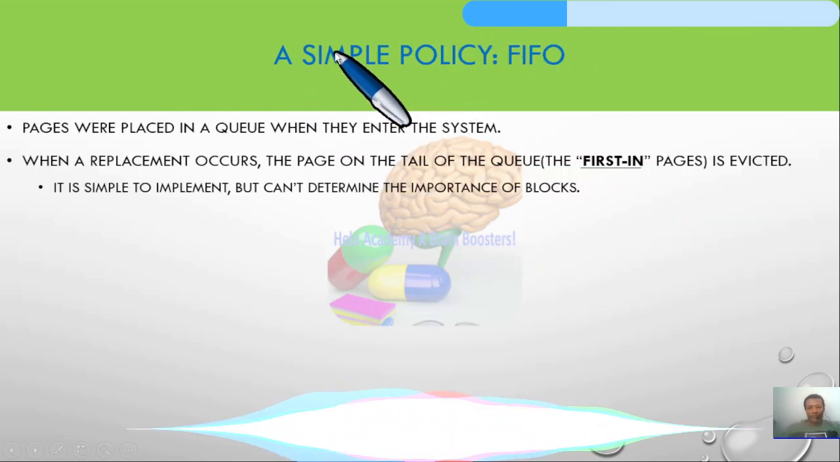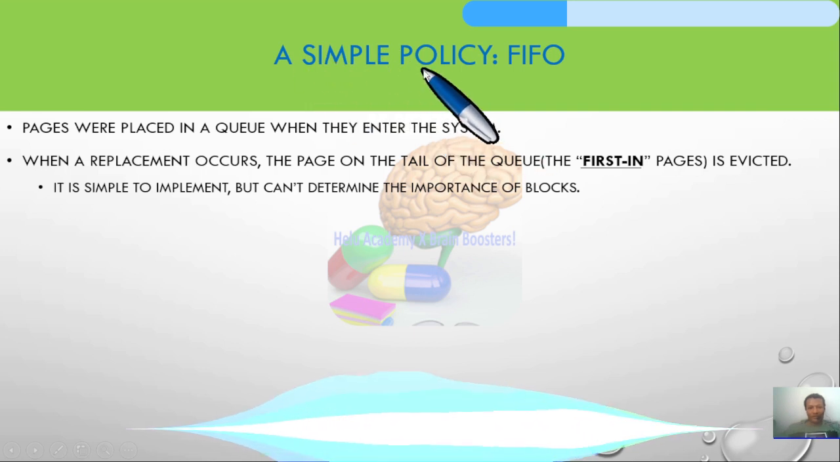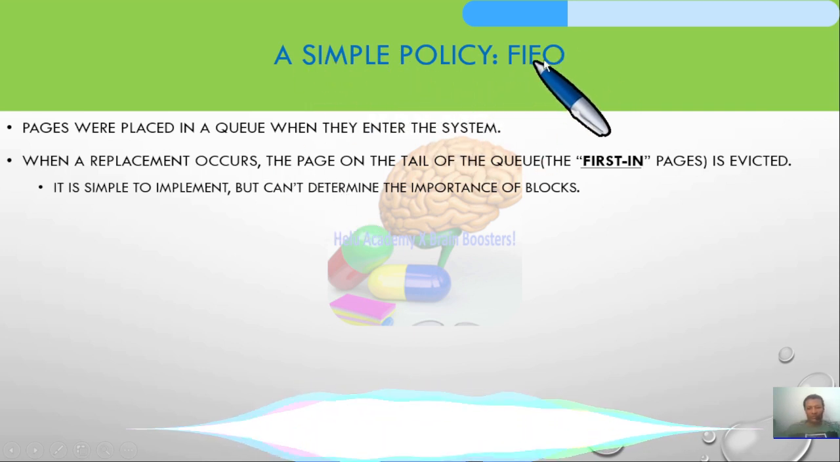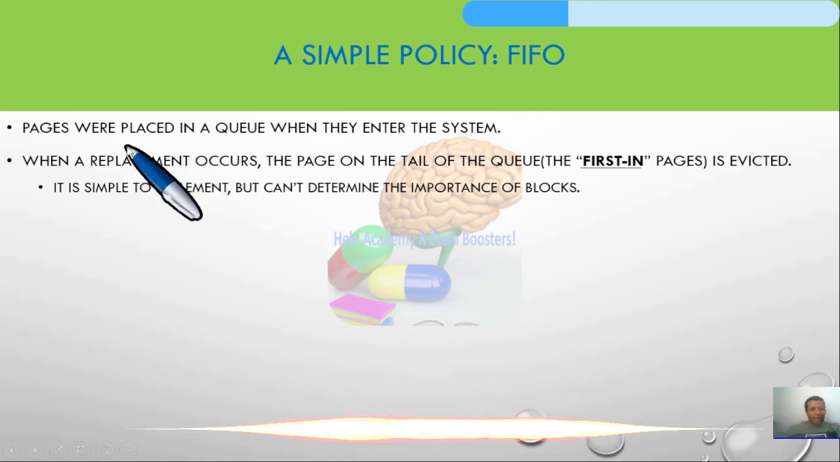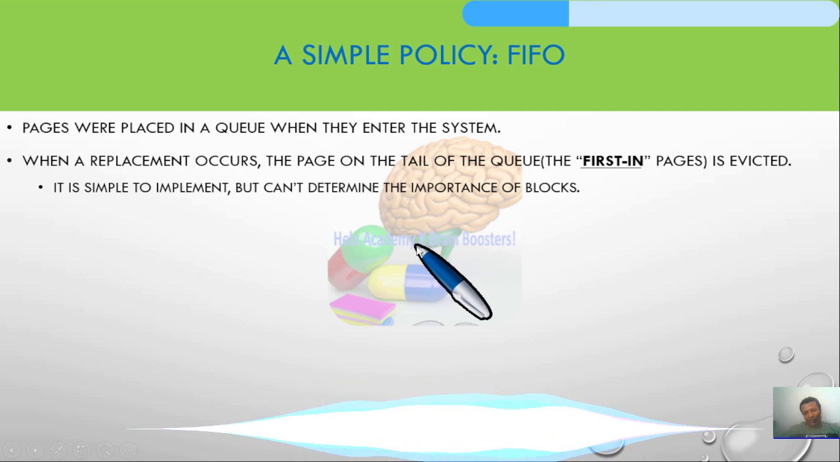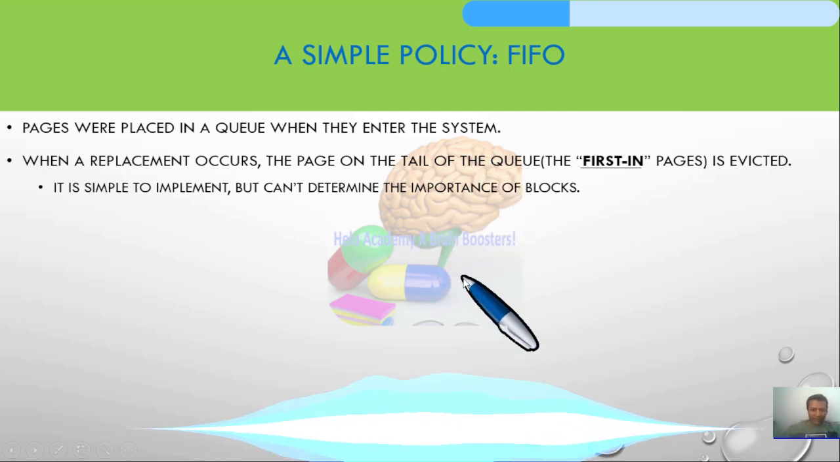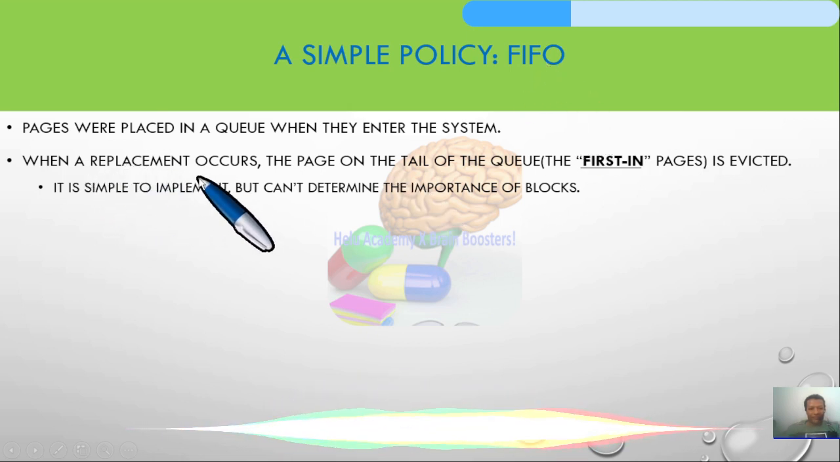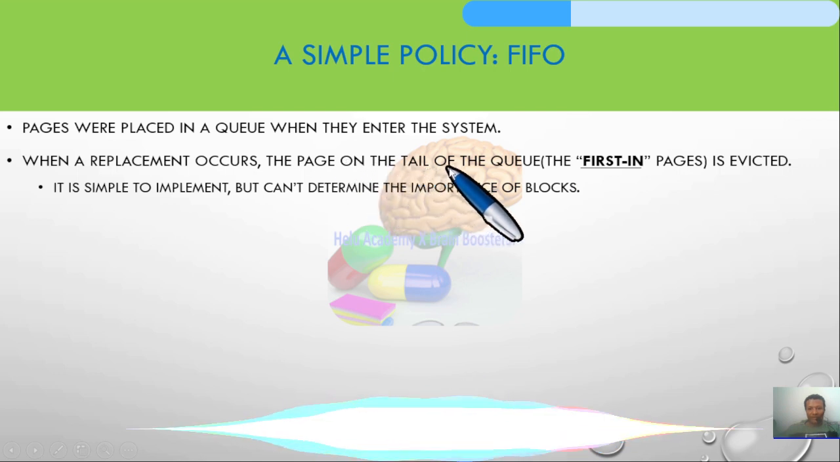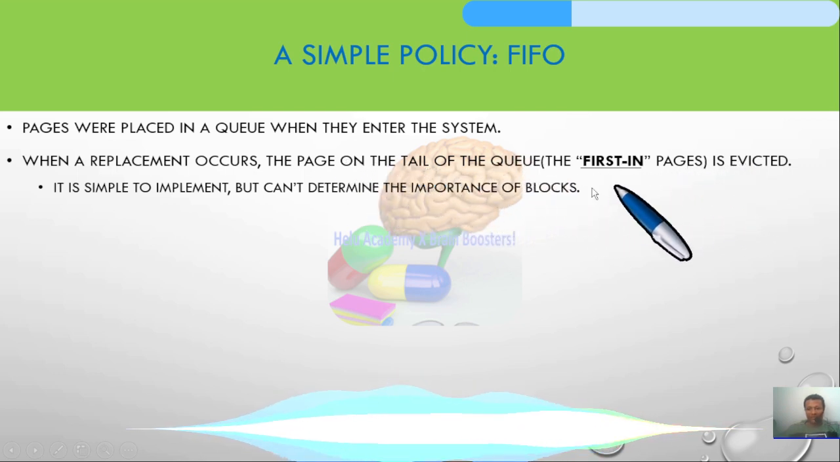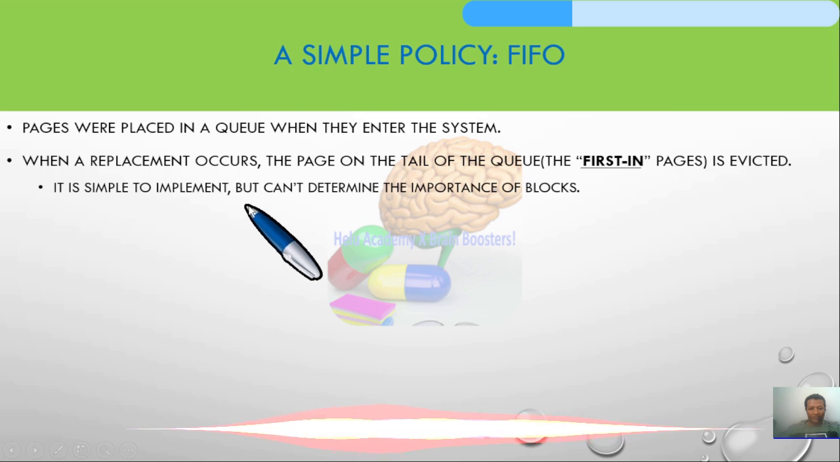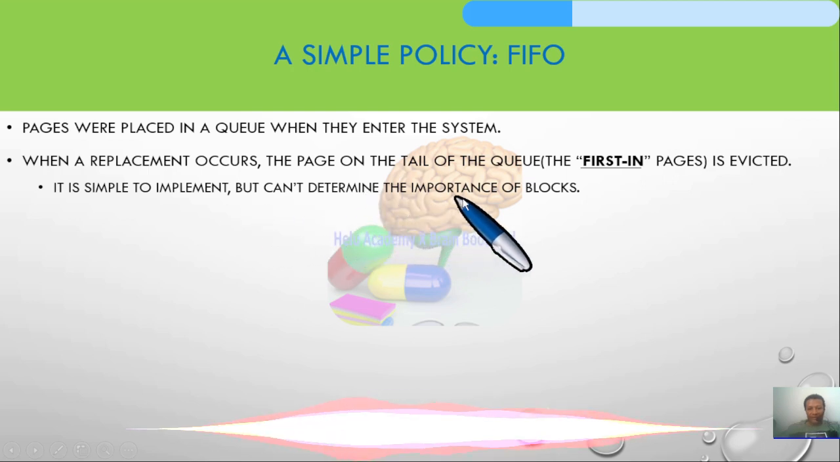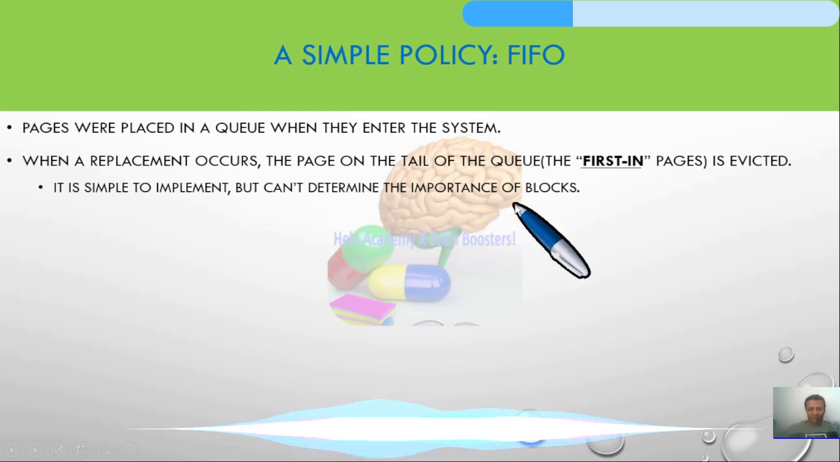Then from the optimal, let's go to a simple policy: FIFO. FIFO means first in, first out. It's very simple. Pages are placed in a queue when they enter the system, so the first in should be replaced. When a replacement occurs, the page at the tail of the queue, the first-in page, is evicted. It is simple to implement, but can't determine the importance of blocks.